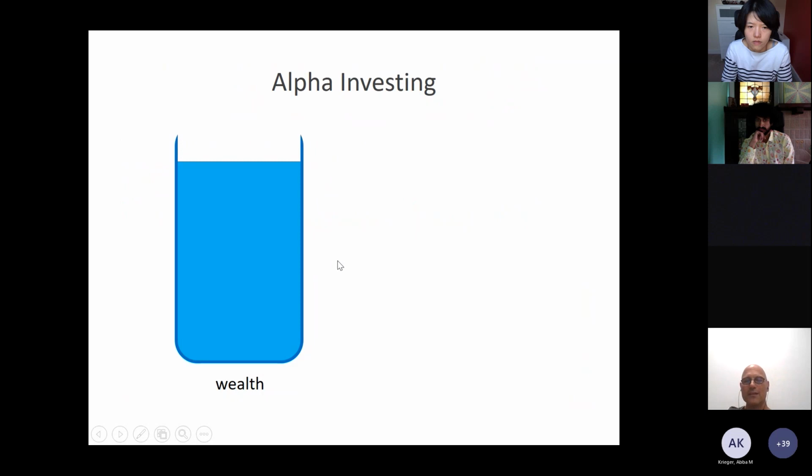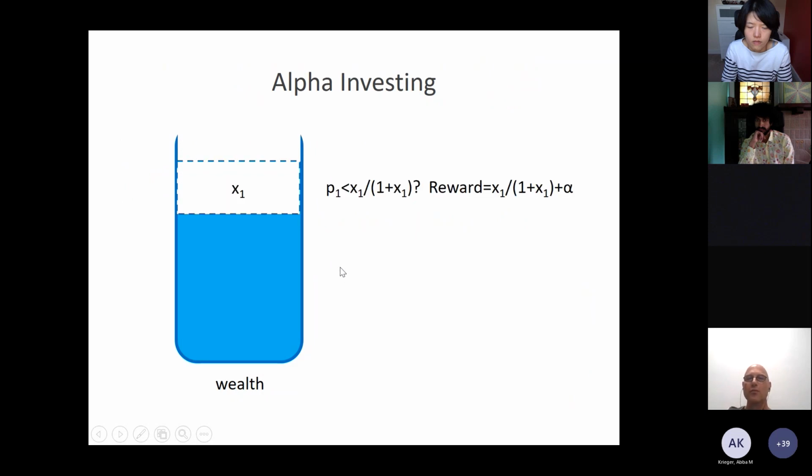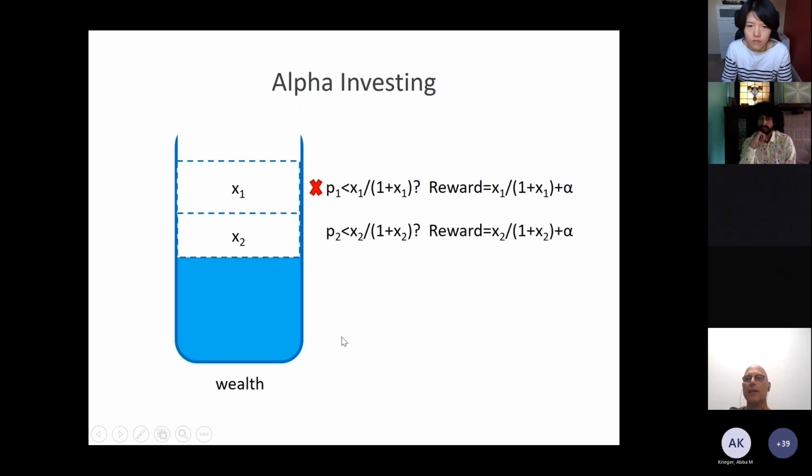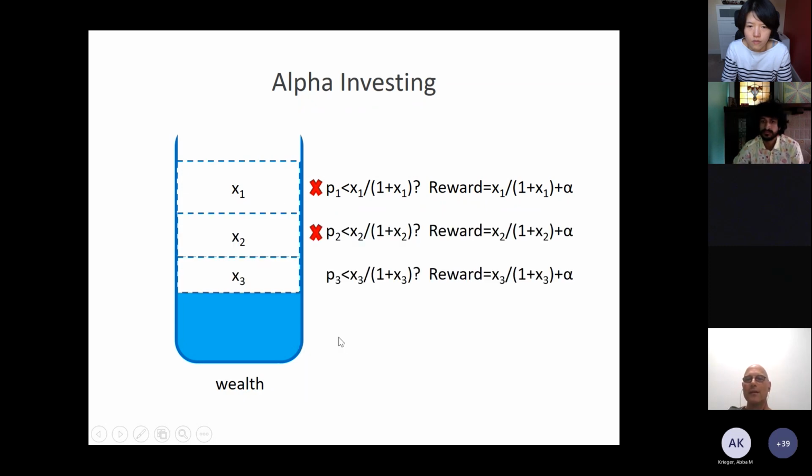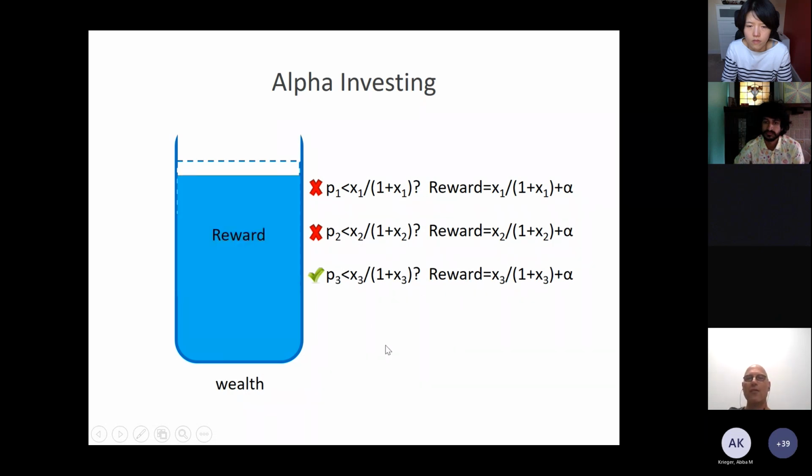Let me just show a schema of how alpha investing works. It's quite similar to alpha spending. We have some pool, we draw from the pool, and that determines the level at which we do the tests. The difference is that now if we've rejected a hypothesis, our pool fills back up.